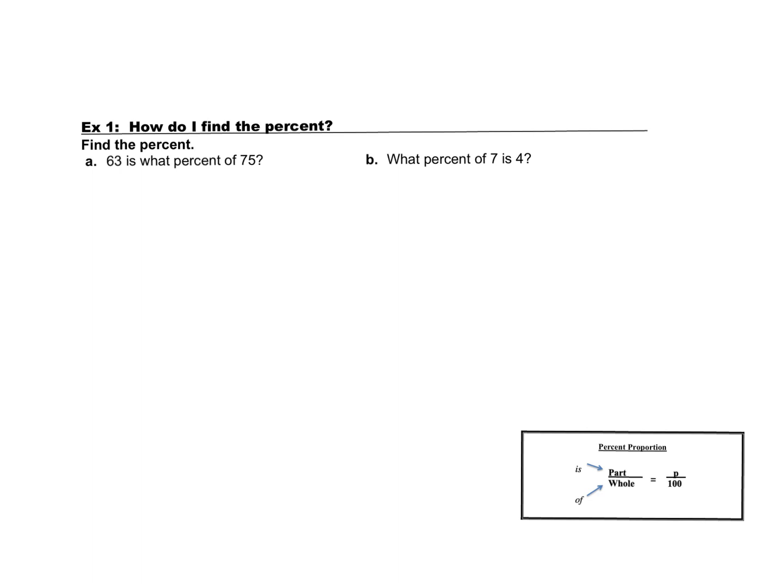So example 1, how do I find the percent? Letter A says 63 is what percent of 75? Start by making a proportion and then put the 100 on the bottom here. I always like to place my percent first, and it says what percent, so we know that it's the percent that we're solving for. So our part is the 63 out of 75 is equal to P all over 100.